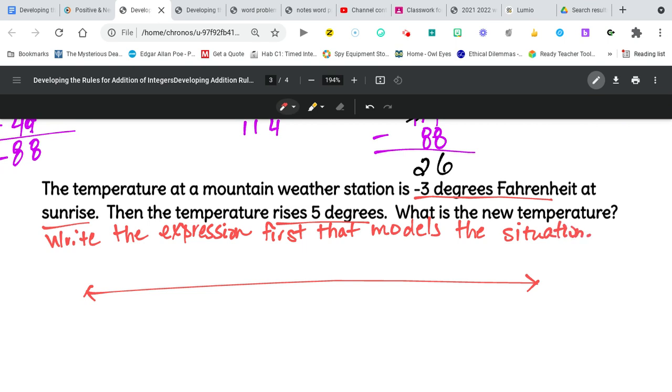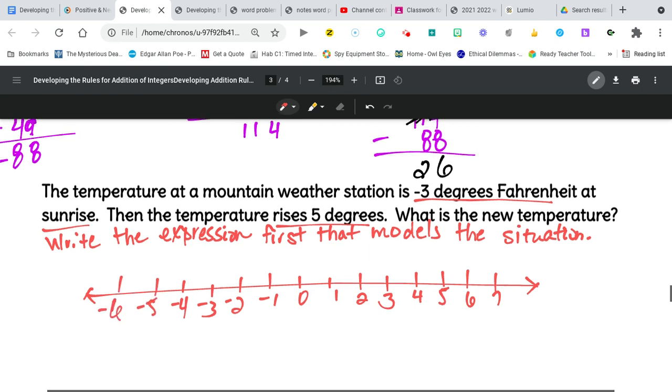Okay, so just because I want to show you on a number line or model it, I want you to understand what I'm doing. And then we can write the expression easily, guys.